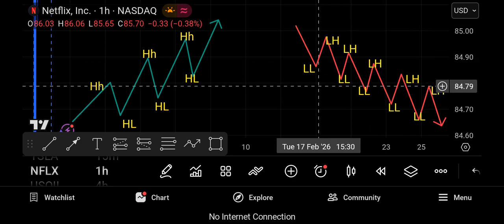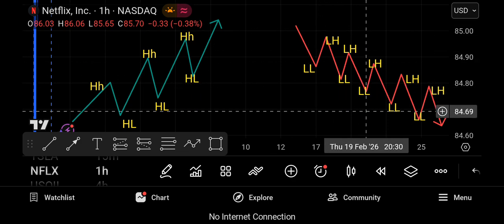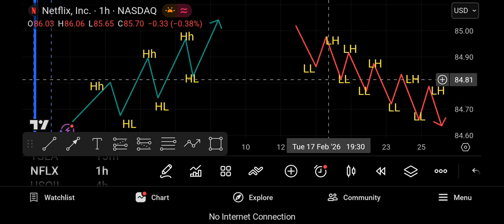And this place is called what? Lower low, lower low, lower low. The reason why we call it a lower low is because of what?